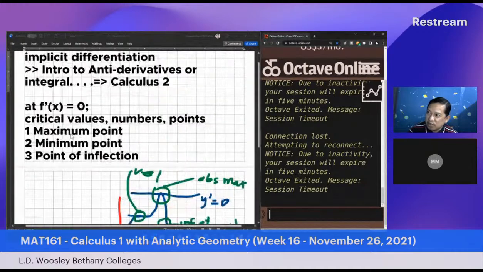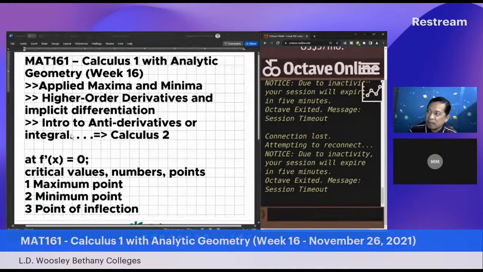Perhaps this is my agenda today, no? Micaela, if you have noticed, we continue applied maxima minima, and then you have samples of higher order derivatives and implicit differentiation. And now, here we go, an introduction to antiderivatives, or sometimes we call it integral calculus. Hanggang dyan yung coverage natin from pre-calculus of analytic geometry up to intro to integration. That's the coverage of our final examination.